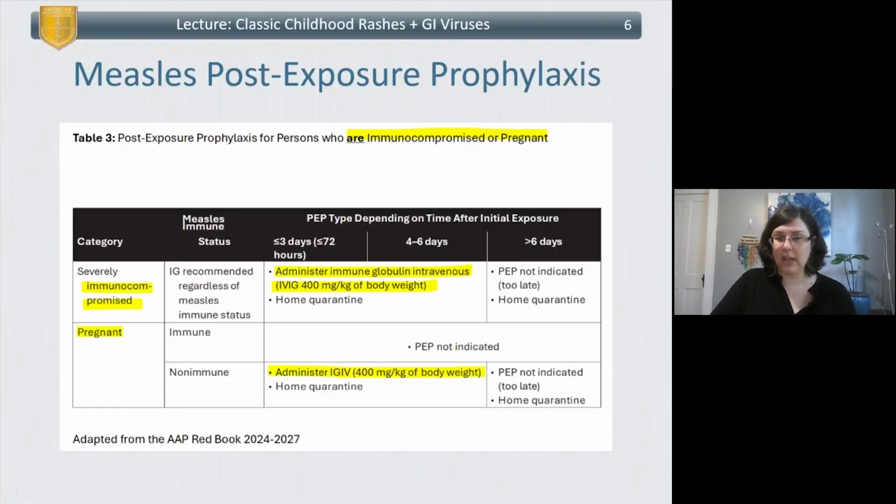regardless of whether they have received MMR in the past or not, within the first 6 days after exposure, you're going to give them IVIG. So this is going to be intravenous immune globulin. And then if this is a pregnant woman who's immune, the MMR probably is going to work great for her, nothing to do. If she's not immune, if she's not been vaccinated, then she also needs to get IVIG.